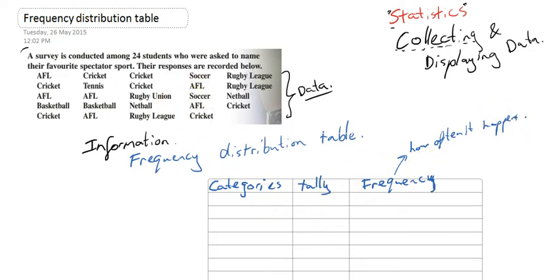Okay, so let's look at some of the sports that we've got here. We've got AFL, cricket, basketball, looks like there's tennis there somewhere, union, someone said netball. That should be about it.